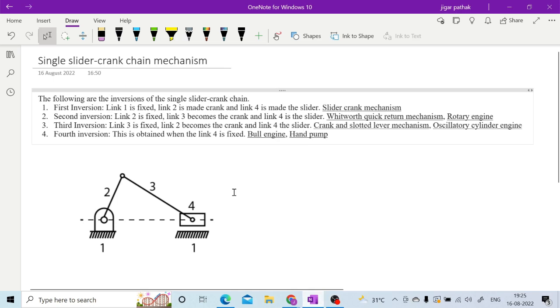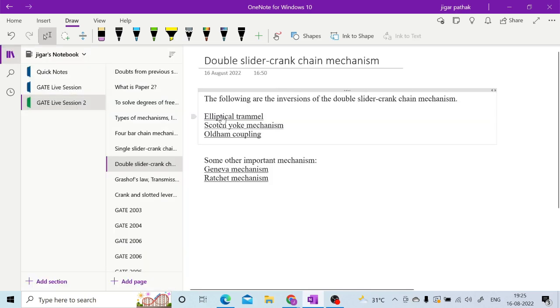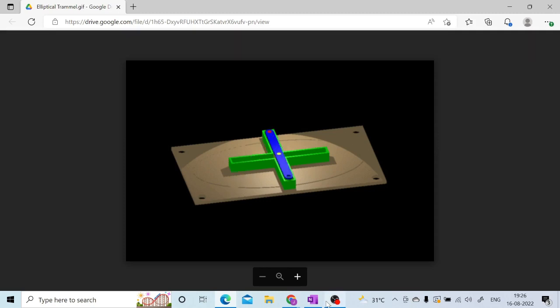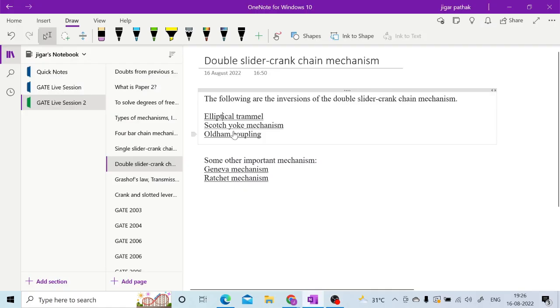So now if we go to the next one, that will be your double slider crank chain mechanism. And here in the double slider crank chain mechanism, the first one is this elliptical trammel, as I have shown you with that particular equation, right? In that equation, as I have told you, you are having one particular point which is going to traverse an ellipse. So this is how you are having this double slider, and the ellipse is being formed with that particular equation.